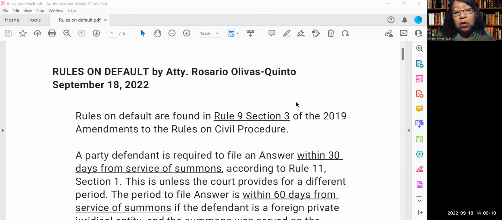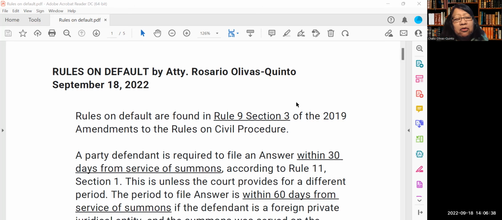So the rules on default are found in Rule 9, Section 3 of the 2019 amendments to the Rules on Civil Procedure. Di ba alam natin na if the plaintiff files a complaint, the defendant is required to file an answer. Generally, the period for filing an answer is within 30 days from service of summons, and that is according to Rule 11, Section 1.